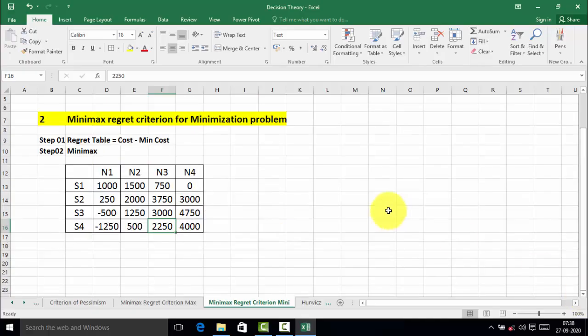Now look at the next problem, minimax regret criterion for the minimization problem. In the first step we want to find the regret table, and in the second step we want to find the minimax value. For the regret table, this is a cost matrix, therefore regret table is equal to cost minus minimum cost. Again, for the creation of the regret table we will work on the event columns N1, N2, N3 and N4. First we find the minimum cost in each column, that is, the minimum cost in each event.